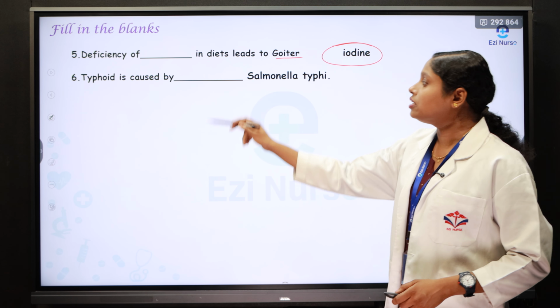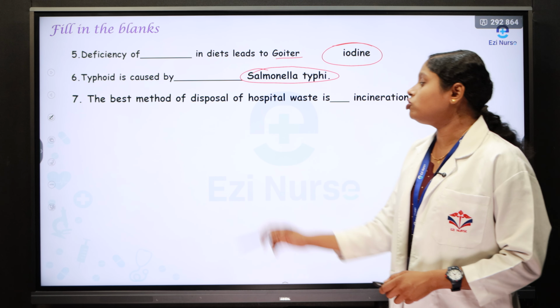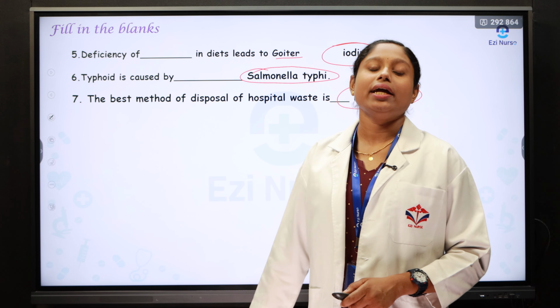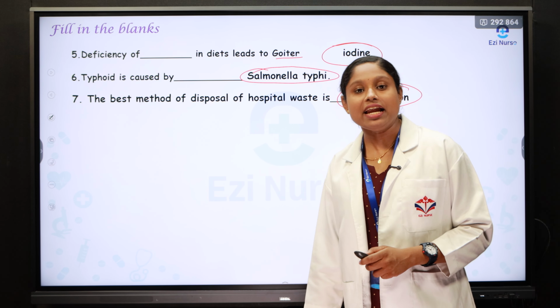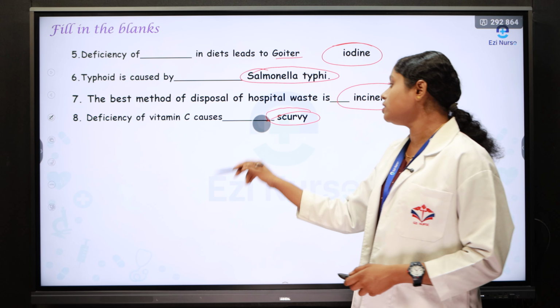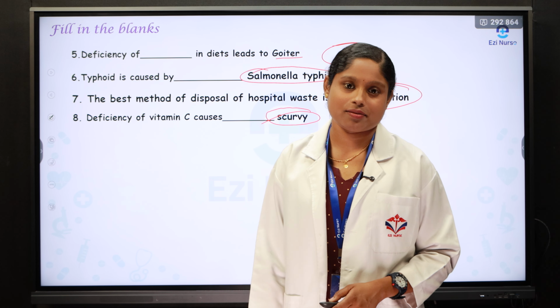The second question was, typhoid is caused by Salmonella typhi. So Salmonella typhi is the causative organism of typhoid. Next, the best method of disposal of hospital waste is incineration. So we can do incineration. That is the best method of disposal of hospital waste. Next one is, deficiency of vitamin C causes scurvy. So these are the answers for the fill in the blanks questions.